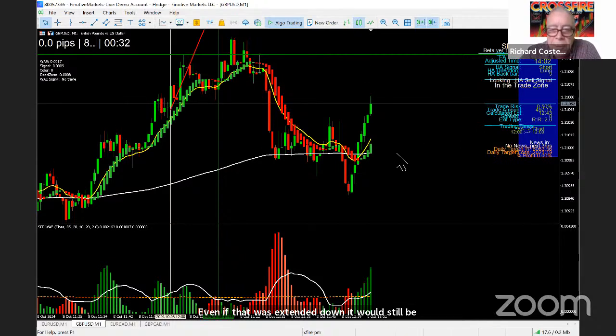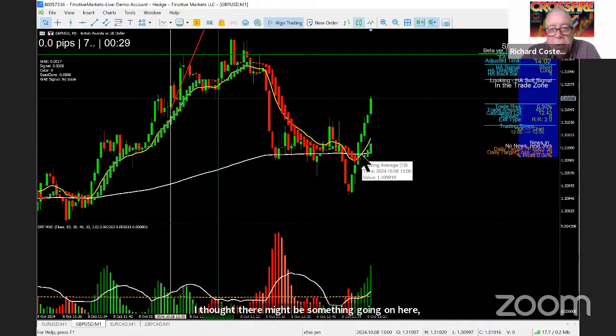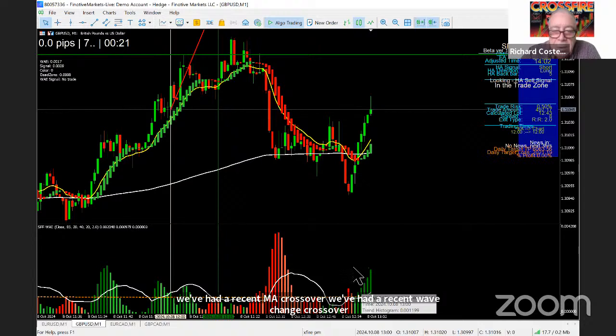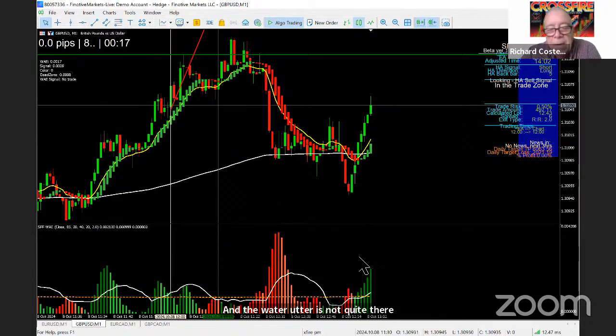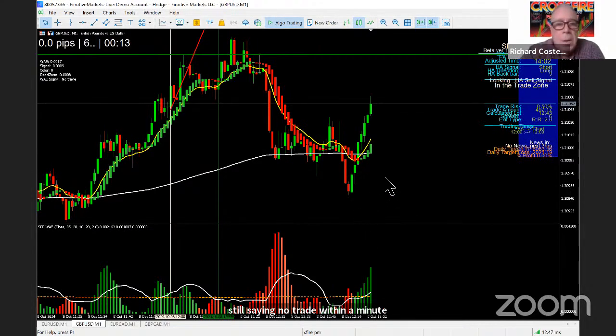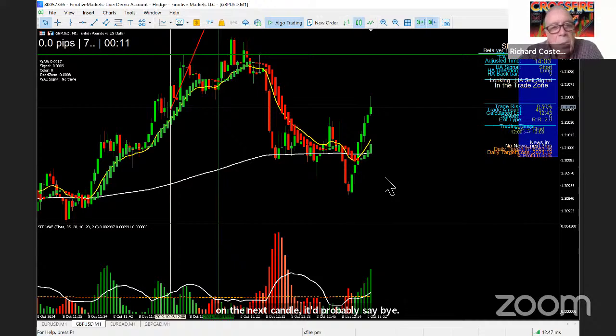So yeah, I thought there might be something going on here, but we've had a recent MA crossover, we've had a recent wave change crossover, and the water attack is not quite there yet, but it's still saying no trade. But in a minute, on the next candle, it'll probably say buy. I'm not going to do what I just did and take a punt on a buy there, but we'll keep an eye on that and see.